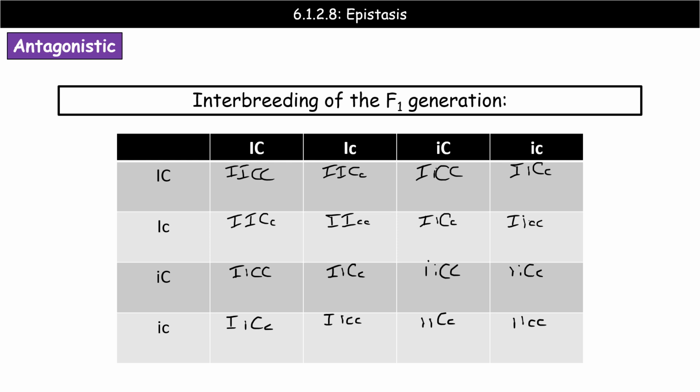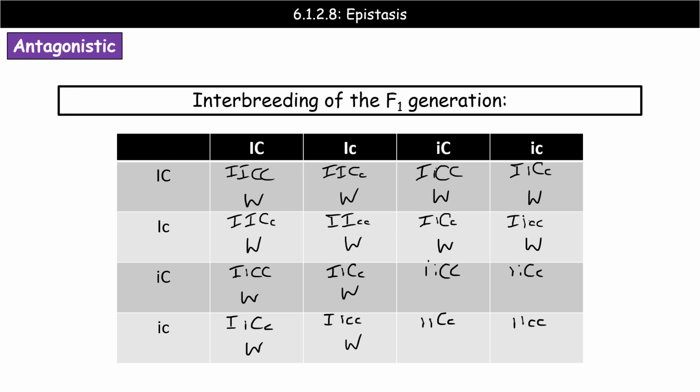Now, remember, if it's got a dominant allele at that first gene locus, so the I locus, then we're going to have white chickens. So we can start off by finding anything with a capital I, and we're going to identify them as being white. Literally anything that we can see with a capital I, you don't even have to look at the C's, it's just going to be a white chicken. So that's capital, capital there, and everything else is lowercase in that corner.